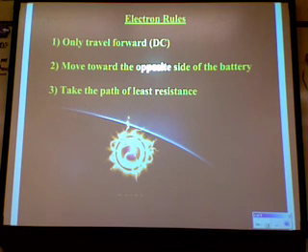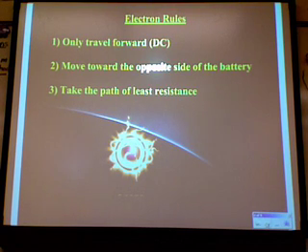Rule number one, if we're talking about direct current, like I said, that's what most complicated electronic devices need, the electrons are only going to travel forward. They will never go backwards. Any more than your stick of dynamite will explode twice, or your battery will die and suddenly come back to life without being recharged. They only go forward in one direction.